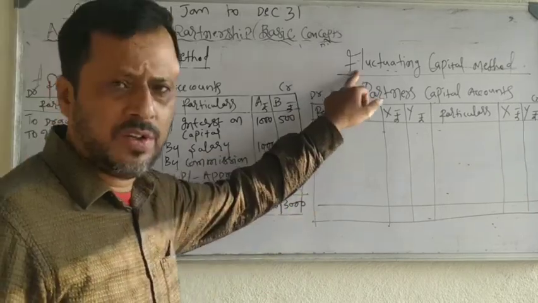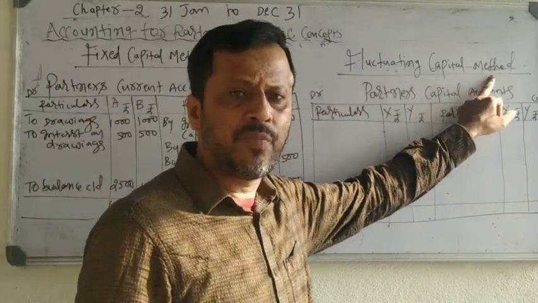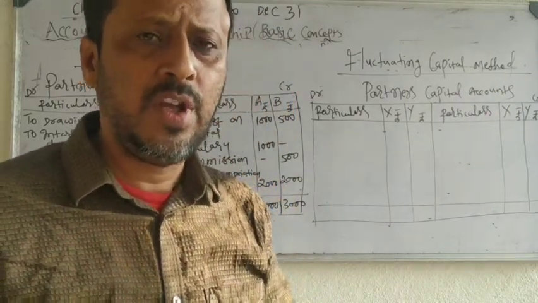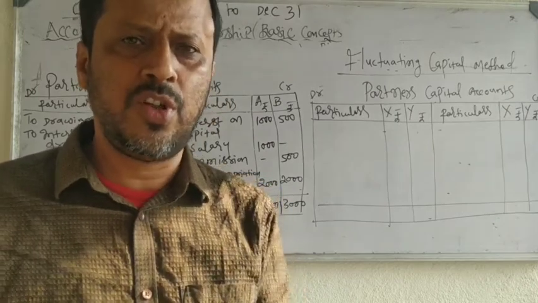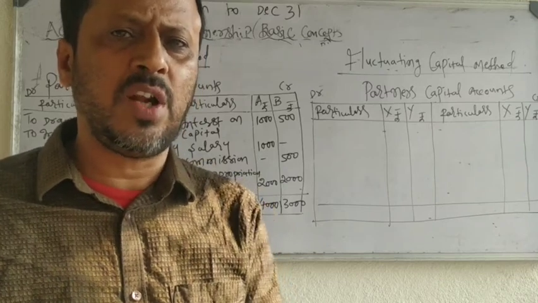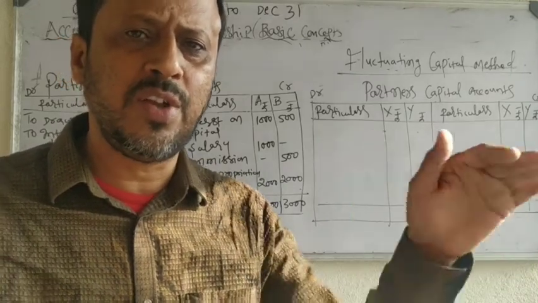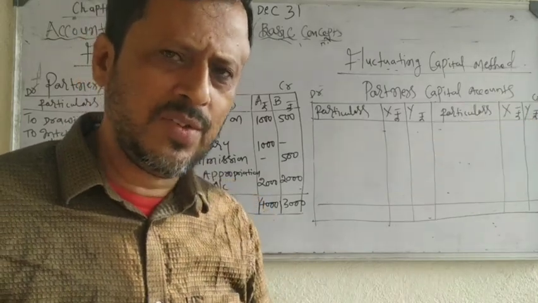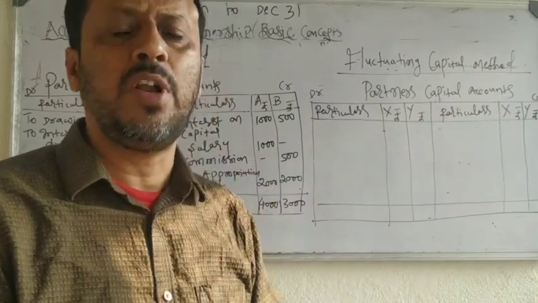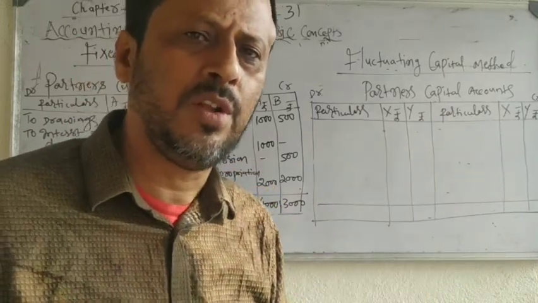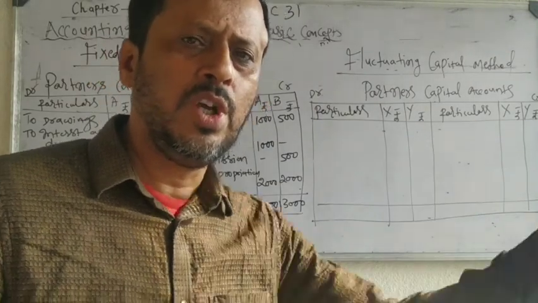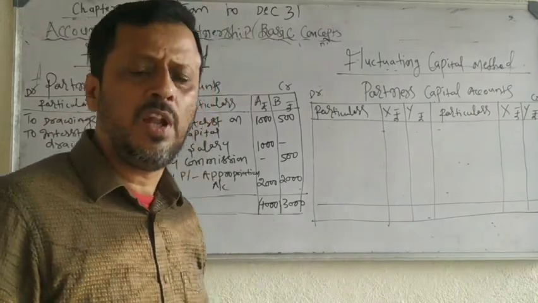Okay. One more method, fluctuating capital method. Under this method, capital balance of partners and all other adjustments, interest on capital, interest on drawings, salary, commission, appropriation account balance, were also recorded in partners' capital account. Because of this type of recording, the capital balance changes from year to year. This is called fluctuating capital method.